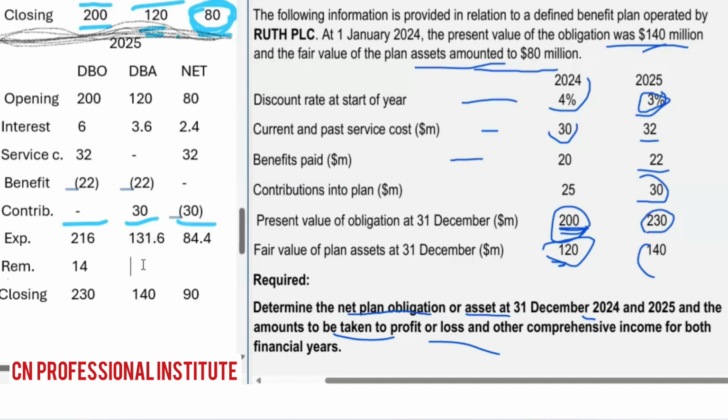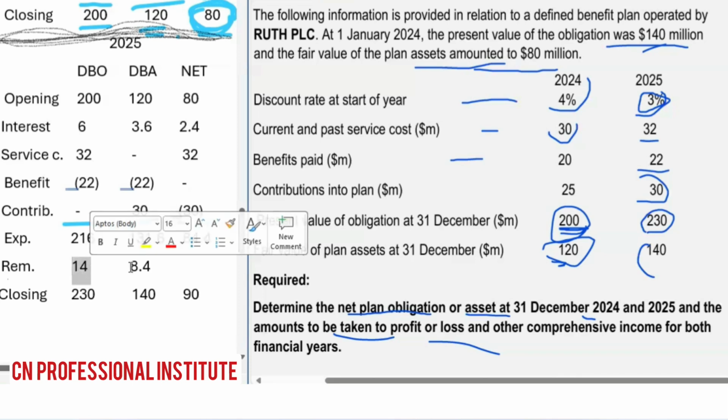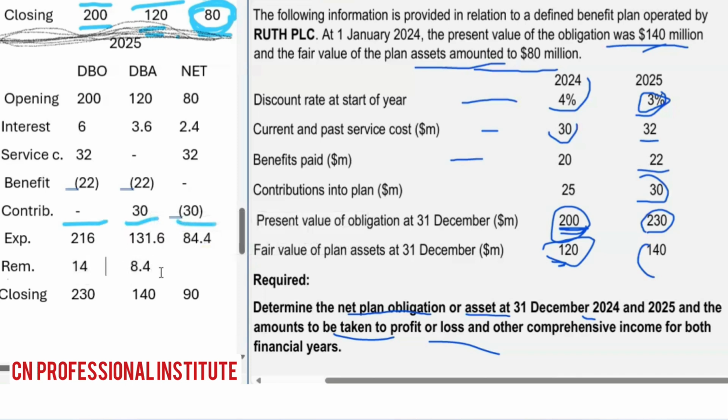Then the asset: the expected is 131.6, but the closing is 140. The asset has gone up, and if the asset goes up, then it is a gain. So we have 8.4 as the difference, and then here it will be 14 minus 8.4.